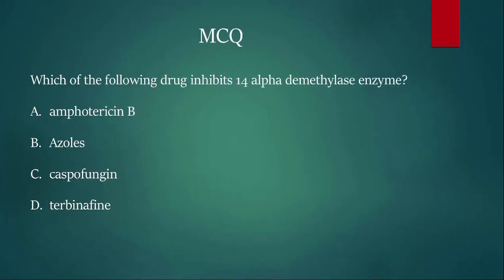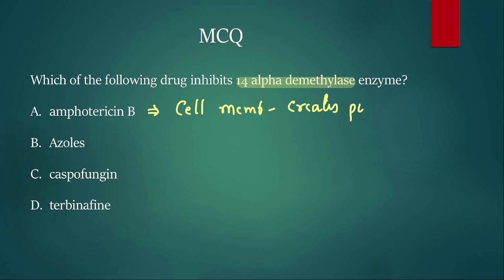Moving on to the next MCQ. Which of the following drug inhibits 14-alpha demethylase enzyme? The options are amphotericin B, azoles, caspofungin, and terbinafine. Amphotericin B mainly acts on cell membrane, and by acting on cell membrane, it creates pores. So creating pores in cell membrane, the contents will move out, the cell will swell up, and they will kill the fungus. So it is fungicidal in nature. So the name is amphotericin B.